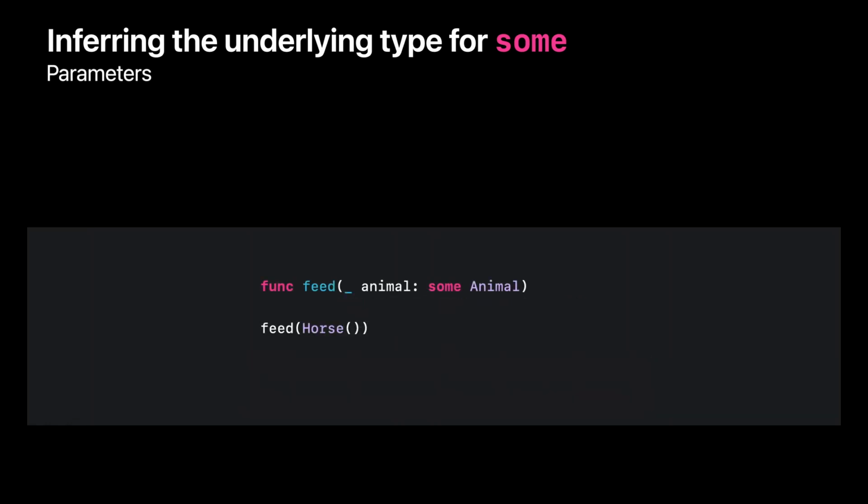For parameters with opaque type, the underlying type is inferred from the argument value at the call site. Using some in parameter position is new in Swift 5.7.